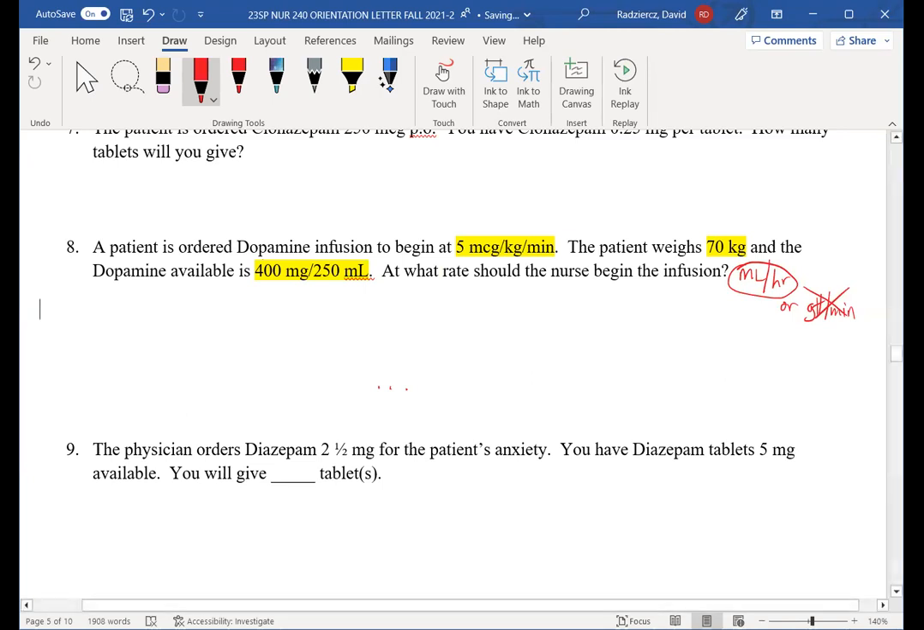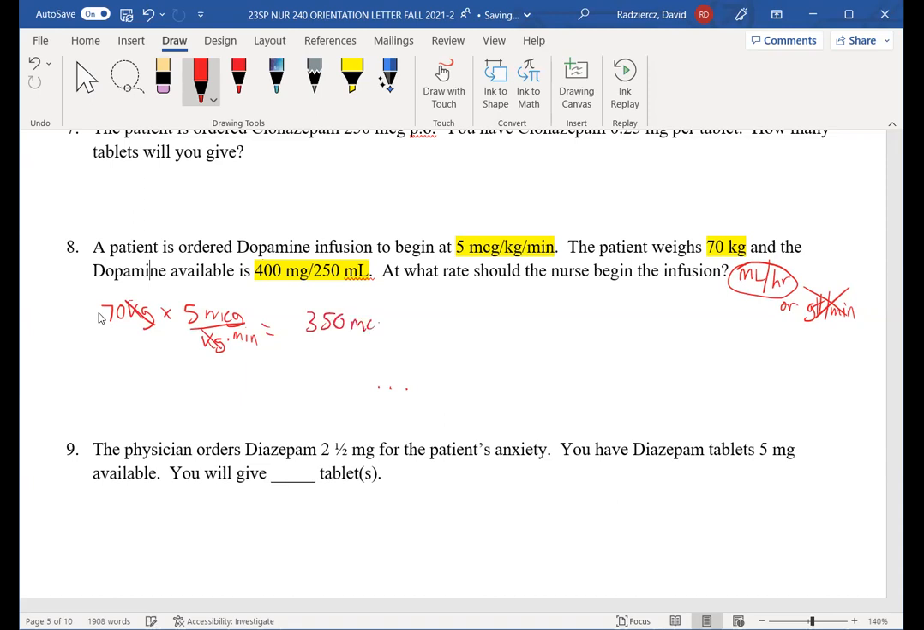Then after you know that, you can make some changes here. The first thing you want to do is take the patient's weight and multiply it by the given, the 5 micrograms per kilogram per minute. Before you do any kind of ordered over have, like I said, I don't think that would work very well with this question, because it's a flow rate question. Okay. And then you're going to get 350 micrograms per minute.